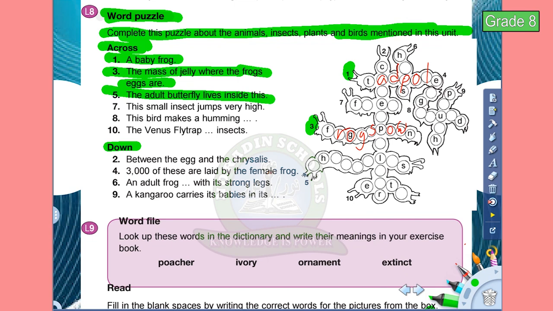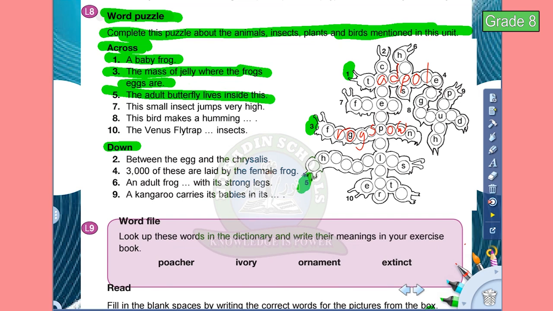And tell me the number of this description. It's number 5. Find out number 5 in the word puzzle.